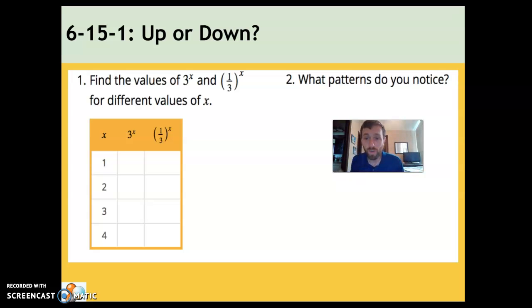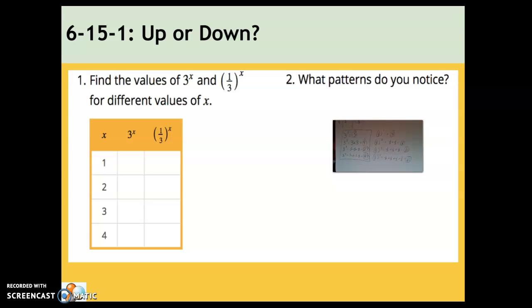Anyway, what we're trying to do is find the patterns. How do 3 to the x power and 1/3 to the x power relate to each other? How are they connected? We'll start off by looking at the answers to 3 to the x power. When I was doing this, this is what I came up with. It might be hard for you to see.